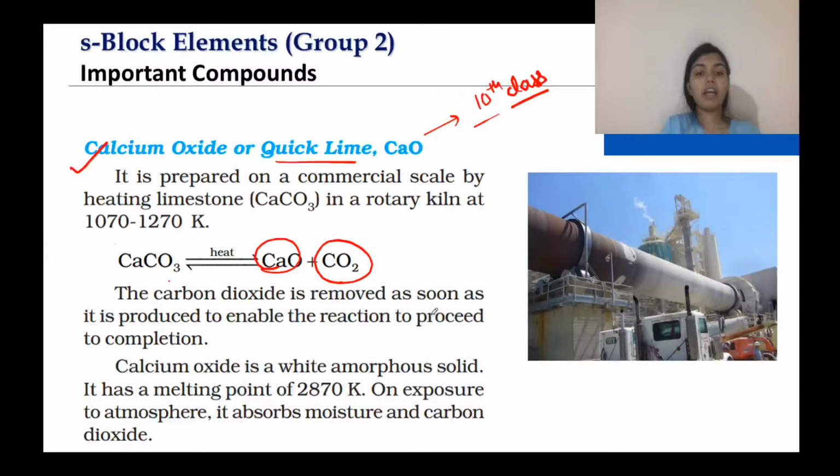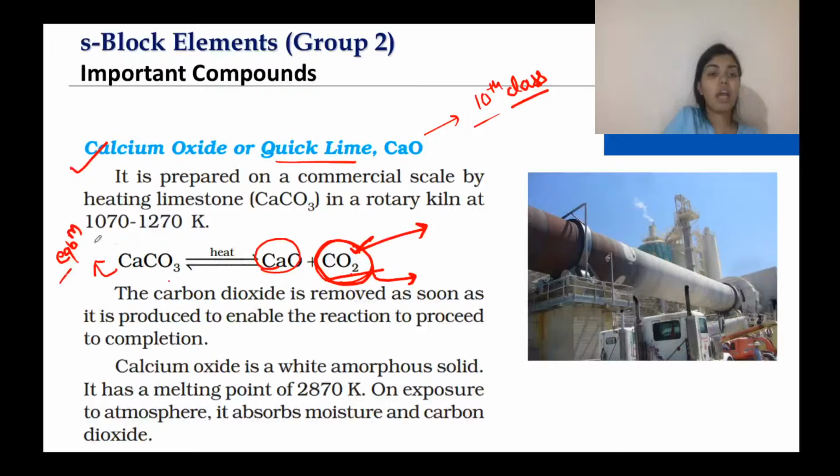But here you see that carbon dioxide is removed as soon as it is formed. For example, let us say some amount of calcium carbonate decomposed to give calcium oxide plus CO2. As soon as CO2 is formed, it is removed from the mixture. Why? Because this is an equilibrium reaction, which we will study in detail in the equilibrium chapter. According to Le Chatelier's principle, if you remove the product, the equilibrium will shift in the direction in which it wants to restore the equilibrium. That means it wants to reverse the change.